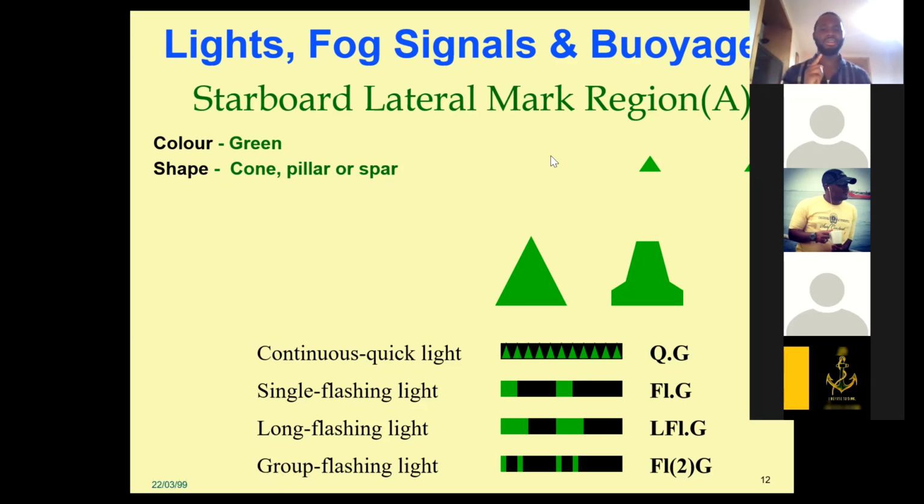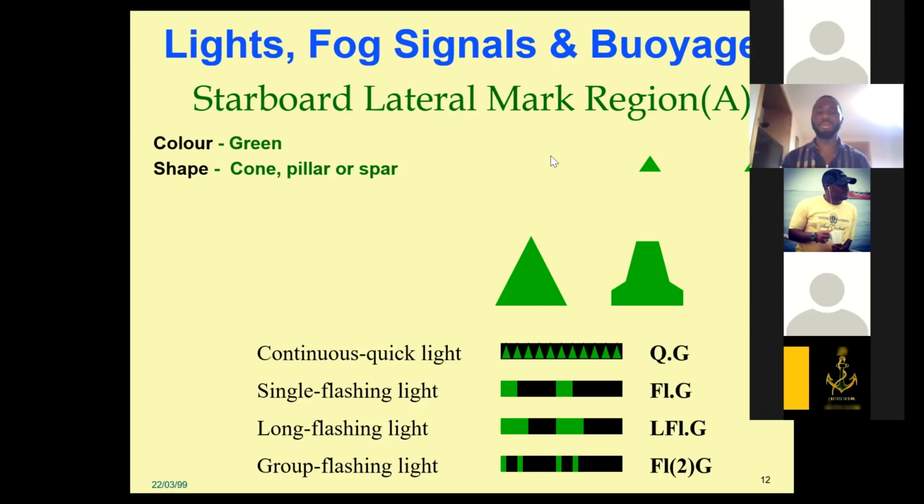The shape of the buoy itself will either be a cone, a pillar, or a spar. Your single green cone. Like I said, the color is green, but in region B it is red. The shape can be a cone, just like you see on the screen. It can be a pillar, it can be a spar. The top mark, no matter the region, remains the same, except the color. So the top mark is a cone.